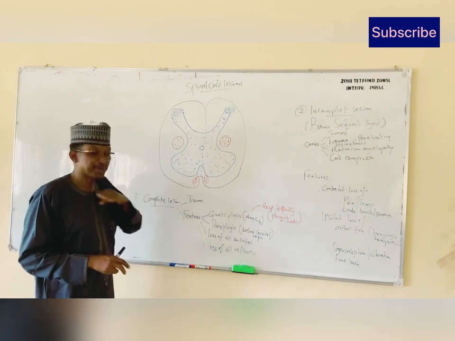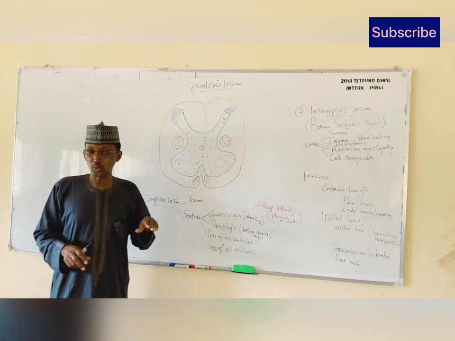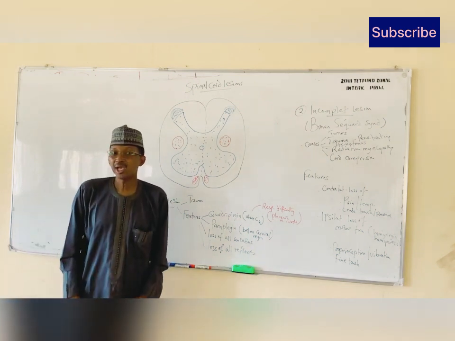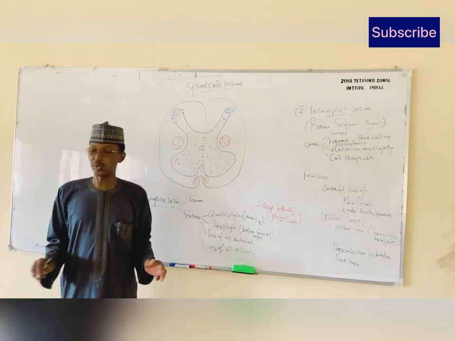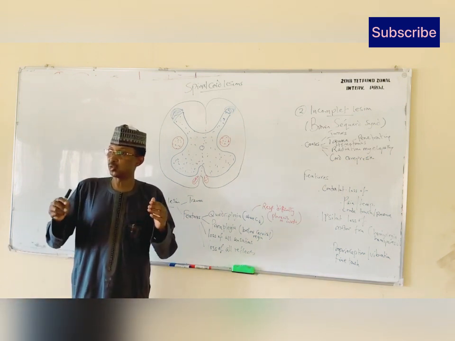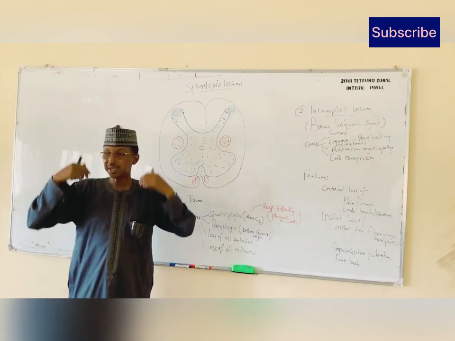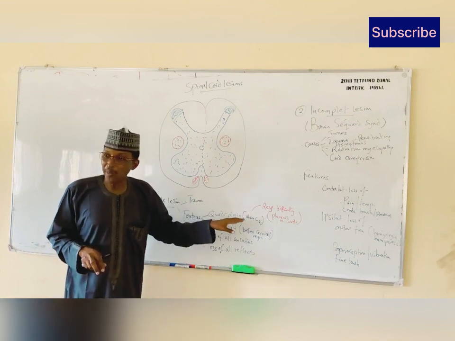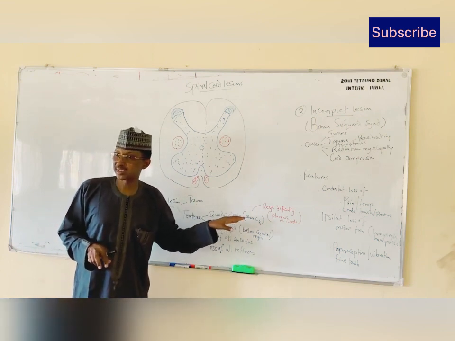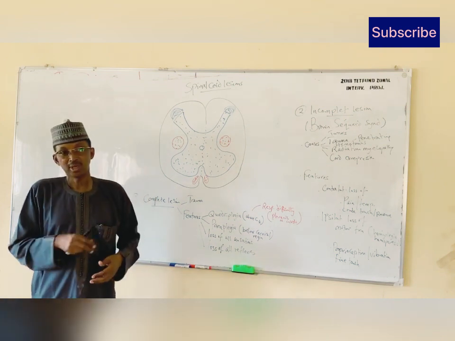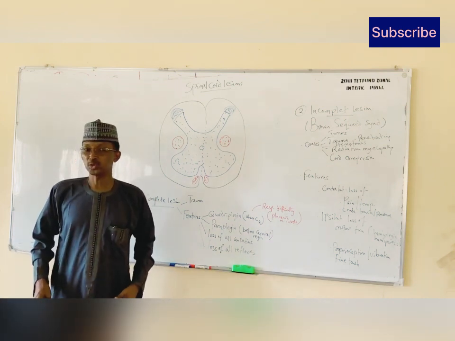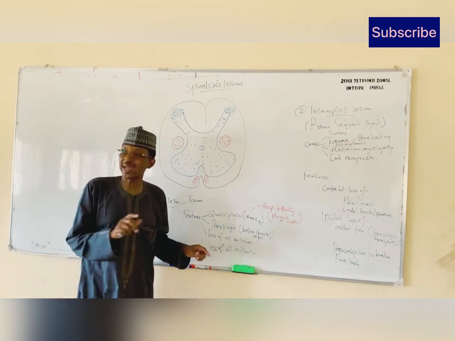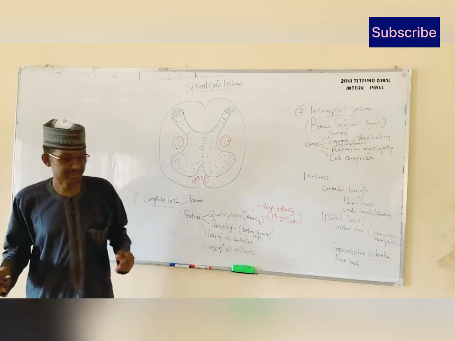So if it's at the level of the cervical region, there is what we call quadriplegia. That means both upper and lower limbs are going to be paralyzed, because the motor information coming from the cerebral cortex down into the spinal cord is cut off. So there is upper motor neuron paralysis of all the limbs, upper limbs and lower limbs. That's what we call quadriplegia of upper motor neuron type. So that's a spastic paralysis.